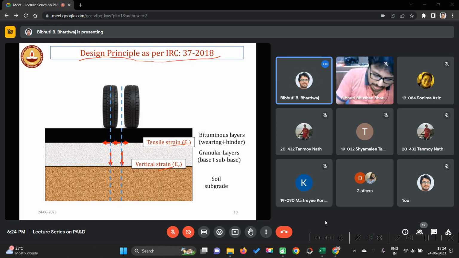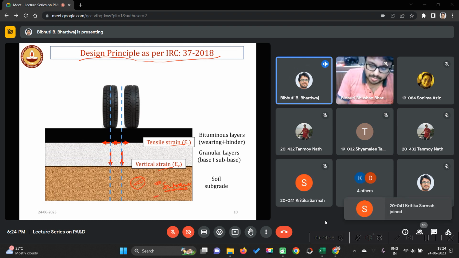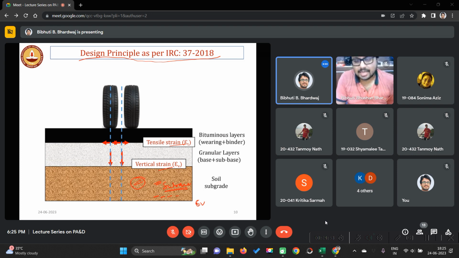That means I know what material I am using here in the subgrade, right? So with a formula, I can find out what is the maximum capacity of this subgrade in terms of vertical strain. That means how much vertical strain it can sustain without failing. Once we know its properties, that means what kind of soil you are using, what is the CBR value of the soil that you are using, and all those things, then you can directly find out its capacity. Then you will have some vertical strain, which we can say is the allowable.